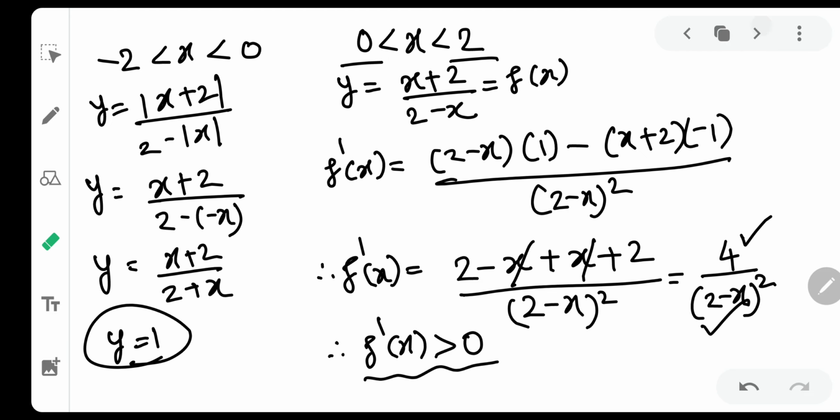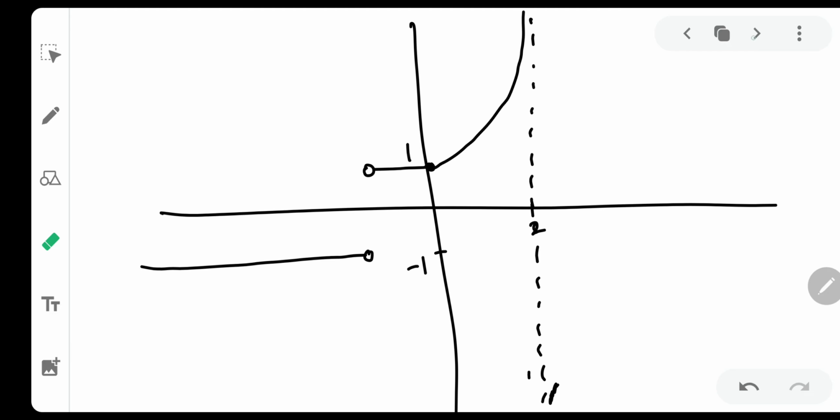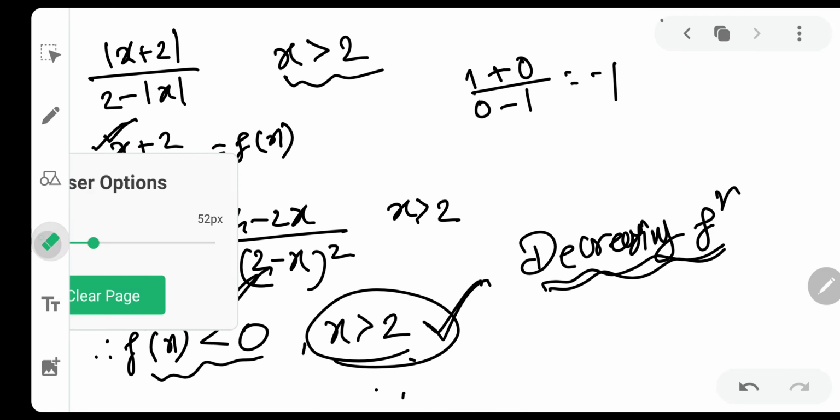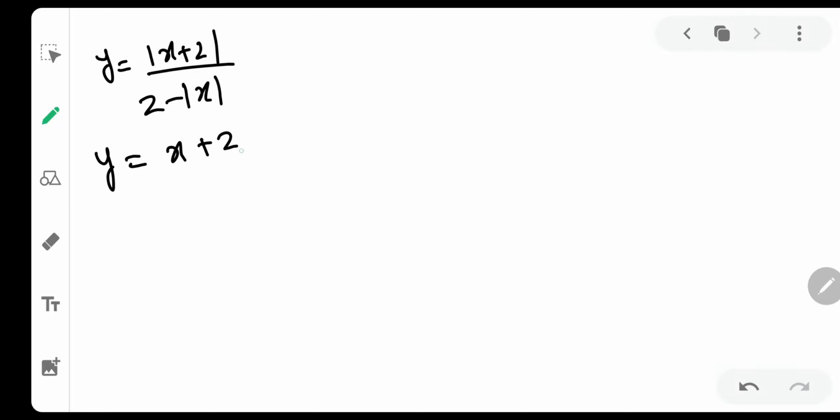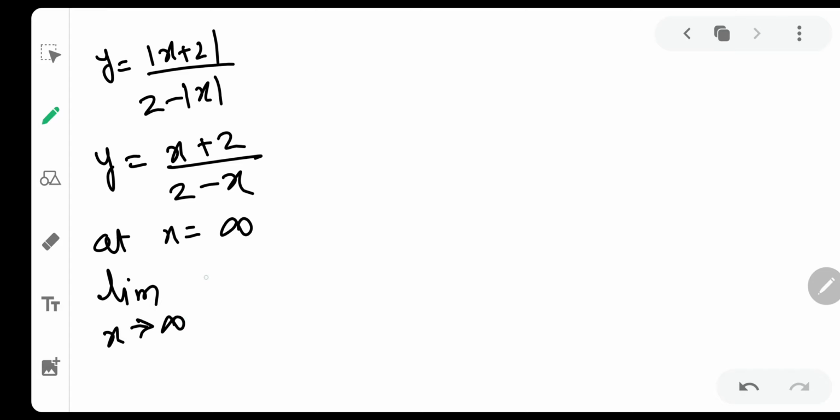Very well. So let us move ahead and write down the graph. So this is our graph. I have redrawn it now. So let us try to calculate the value at x equal to infinity. So first of all, y was equal to mod of x plus 2 upon 2 minus mod x. So after 2 what will happen? It will be x plus 2 upon 2 minus x. But at x equal to infinity, what is the value of y?